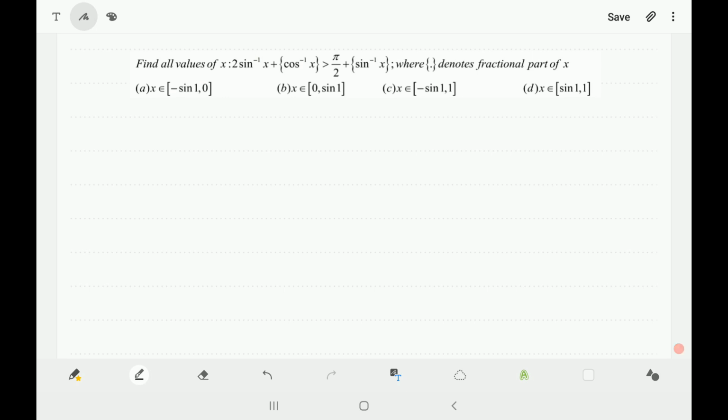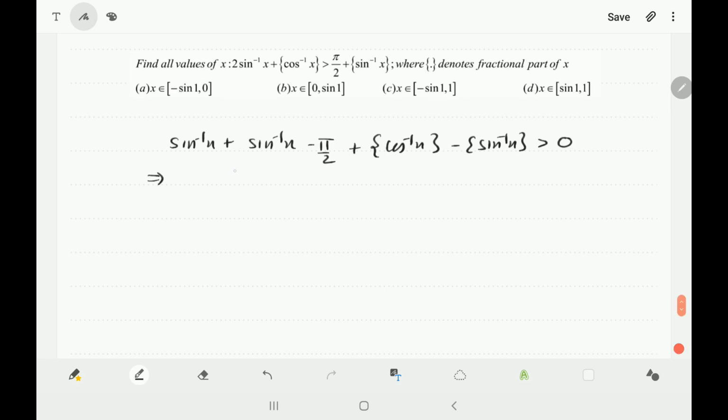This problem we have to solve this inequality. 2 sin inverse x plus fractional part of cos inverse x is greater than pi by 2 plus fractional part of sin inverse x. Now I will write this term as sin inverse x plus sin inverse x minus pi by 2. I will just take pi by 2 on the left hand side, plus fraction of cos inverse x minus fraction of sin inverse x greater than 0. So I have taken all the terms on the right hand side to left hand side.